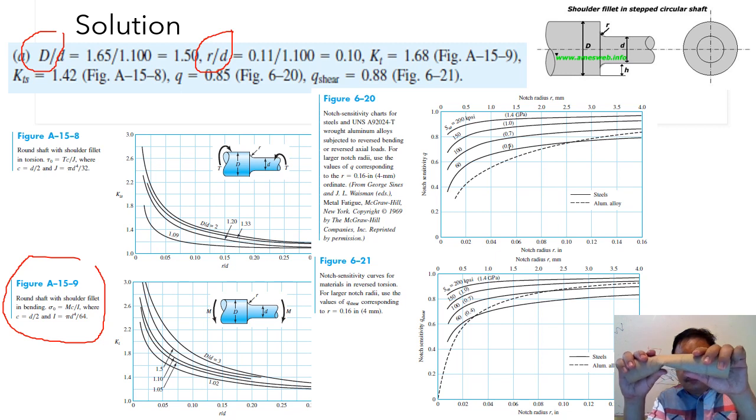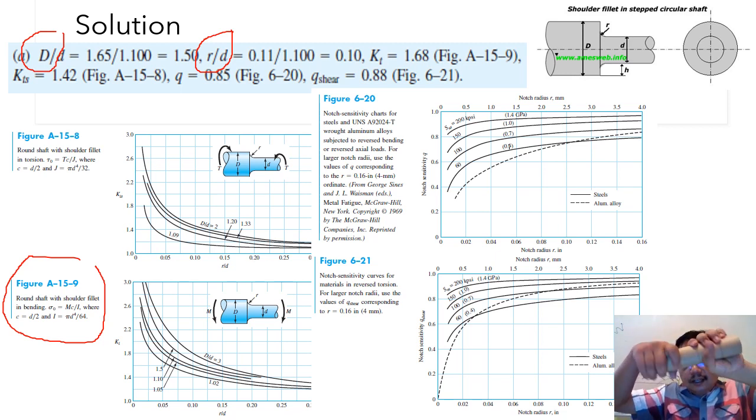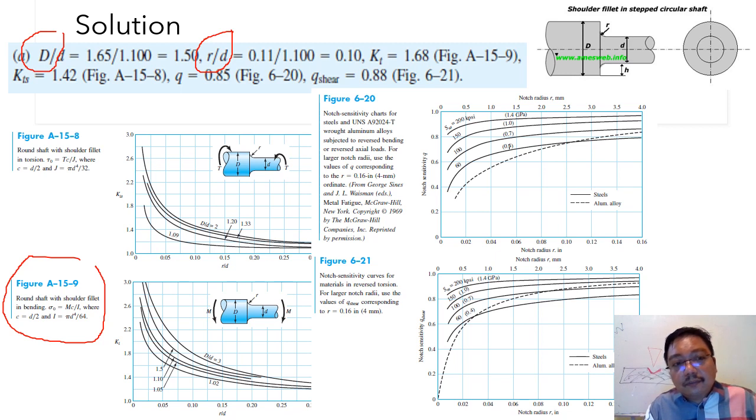I am bending this cardboard here, representing the shaft. And then the stress concentration factor from figure A-15-8 is for torsion. If torsion is given like this, you get it from the table. I suggest you have the textbook. From the ratios you calculated before, you tabulate and you get these figures, 1.42 and also 1.68. Another thing is the notch sensitivity factor for shear and for bending. You get 0.85 for bending and 0.88 for shear.